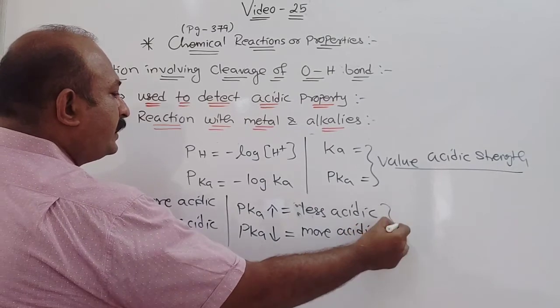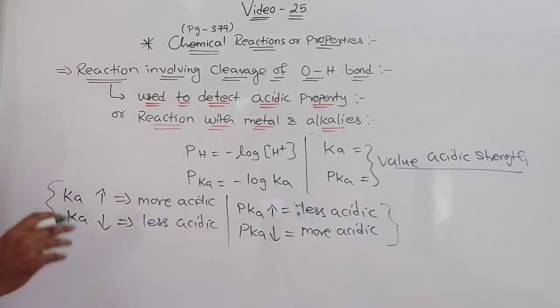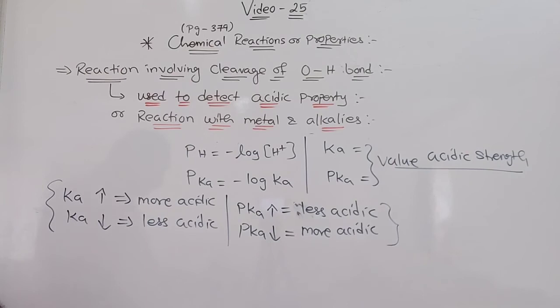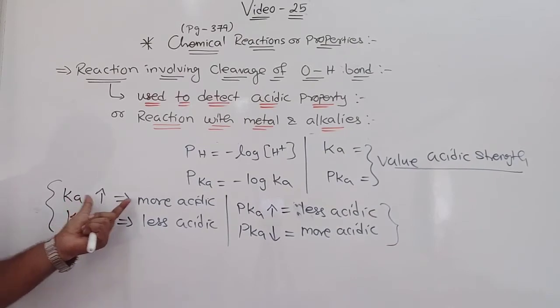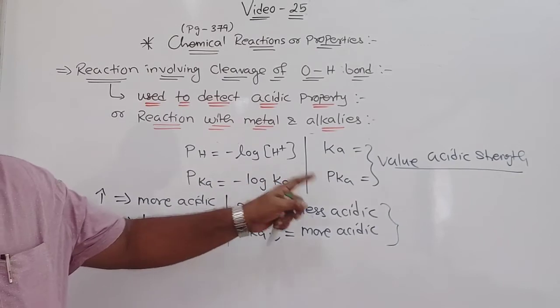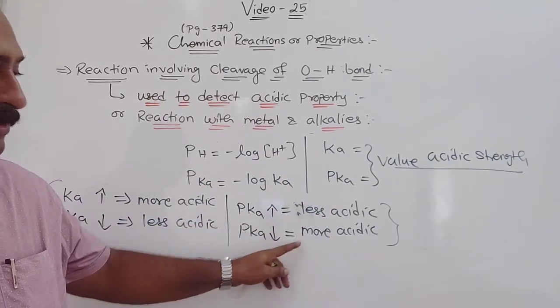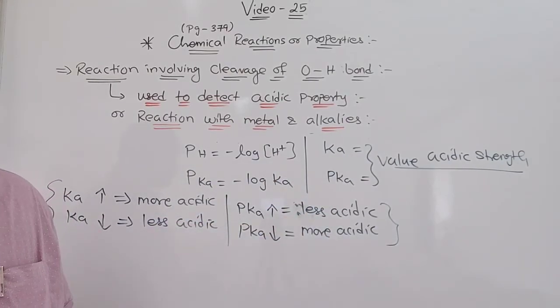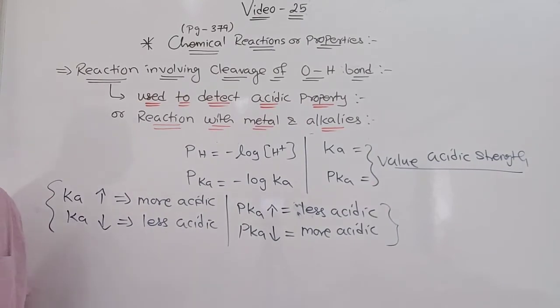Okay, so this is what you can write down as a summary for the topic of acidic property. Now in your book there are certain things given for this. Always remember: Ka value higher, more acidic; Ka value less, less acidic; pKa value higher, less acidic; and pKa value less, more acidic. Don't forget this, because based on this there are certain MCQs which are asked.